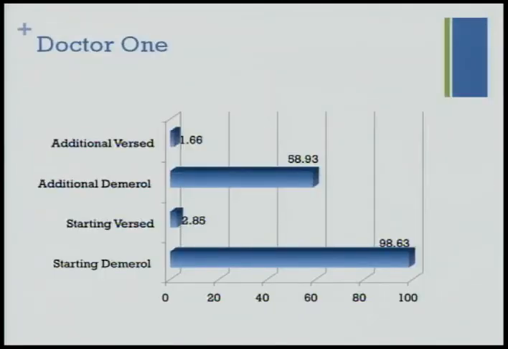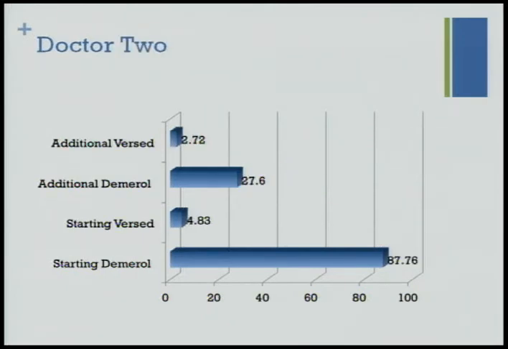Here we have Dr. 1, where it shows that his starting Demerol dose averages at 98.63 with a starting Versed of 2.85. At the need of additional medicine, you can see he gives 58.93 Demerol and 1.66 Versed.